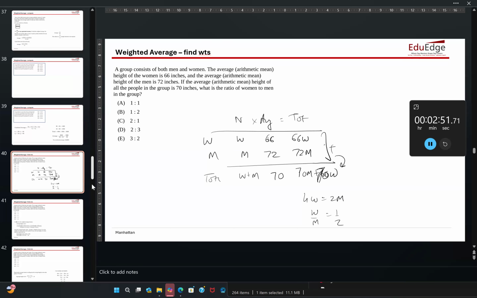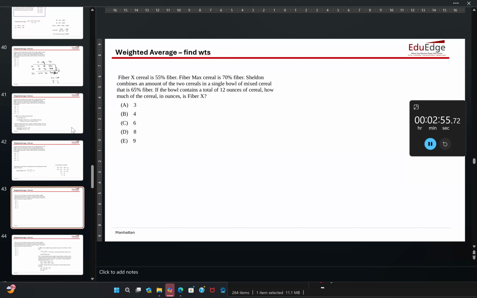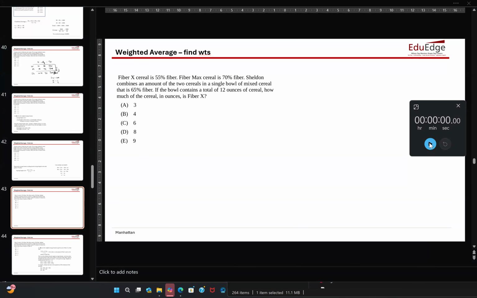Let's do one more and then we'll stop. Okay, this one, 5% fiber. I think we've done a similar one yesterday. Okay, you can still try it.